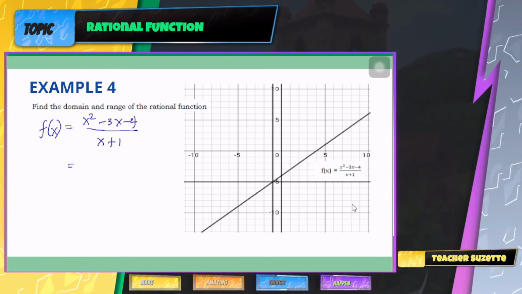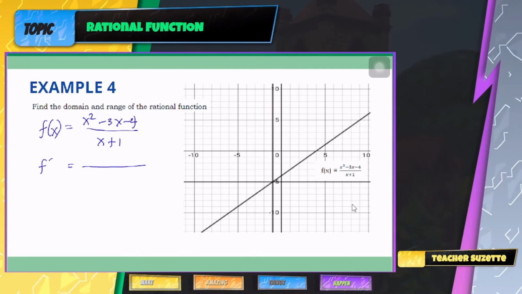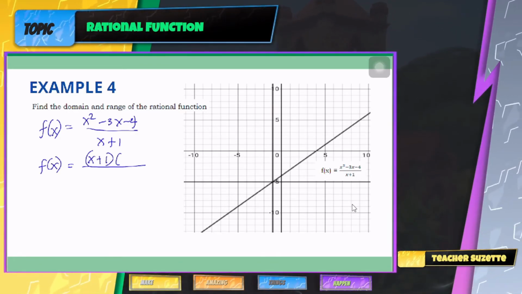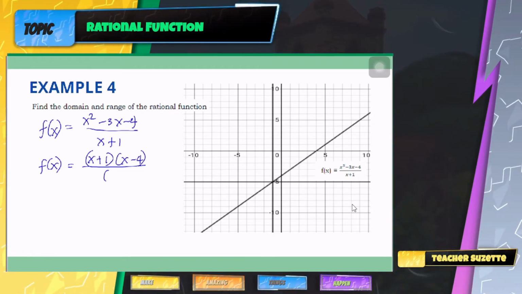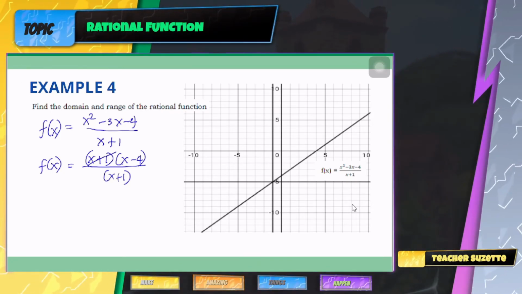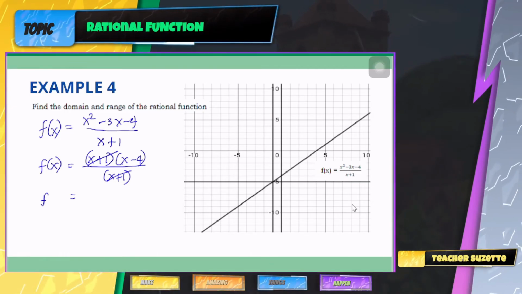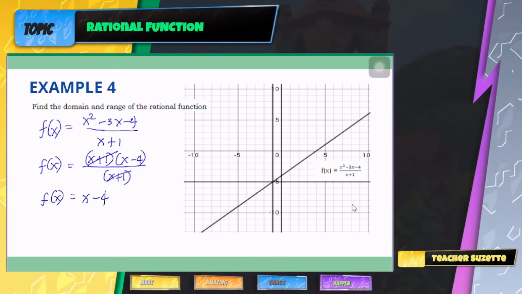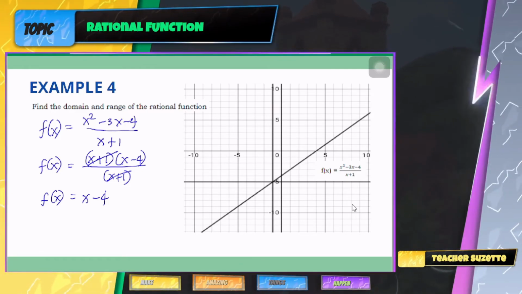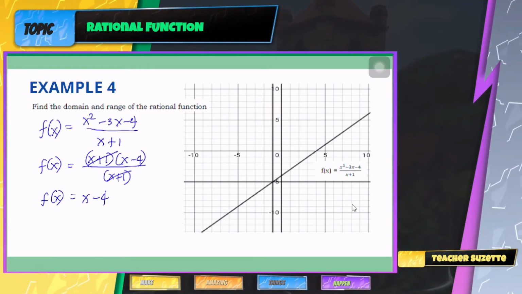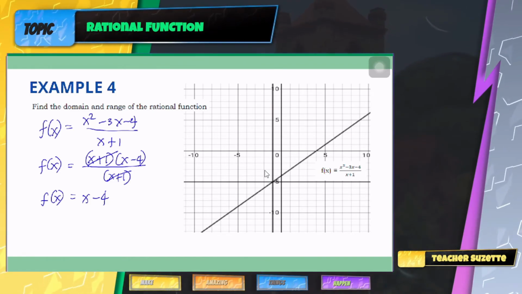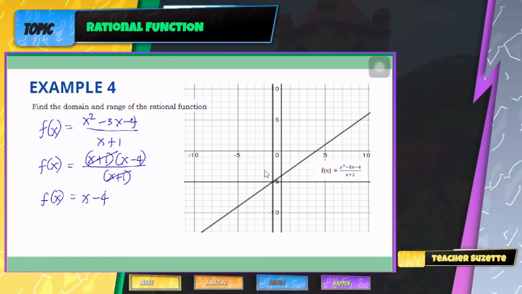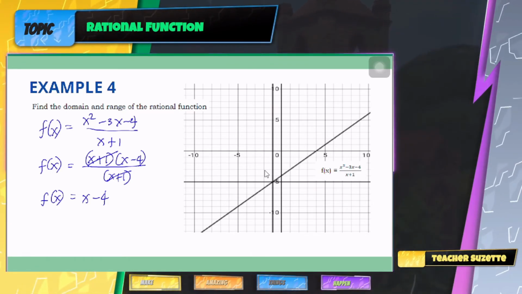And when you simplify kasi, this one, your f of x will be x plus 1 times x minus 4 over x plus 1. Then, you can cancel out yung iyong x plus 1. So, ang f of x mo na lang ay magiging x minus 4. So, therefore, most likely, magkakaroon ka ng linear. Pero nandun pa rin naman po yung idea ng ating domain and range. Or mayroon pa rin tayong mga restriction kahit naka-linear siya.